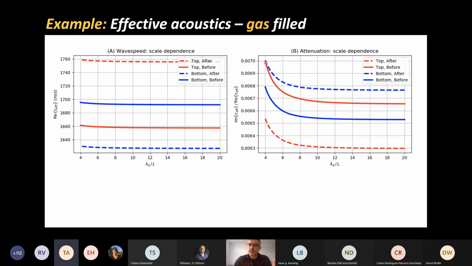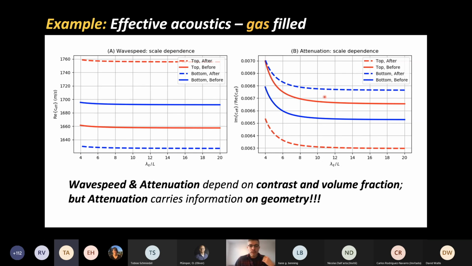And because the geometry is different, these curves start the same, but they become different here because the geometry of the pores is different. So wave speed and attenuation depend on both the contrast of the properties of the material and the volume fraction, in this case porosity, but attenuation carries information about geometry. So can we use this?